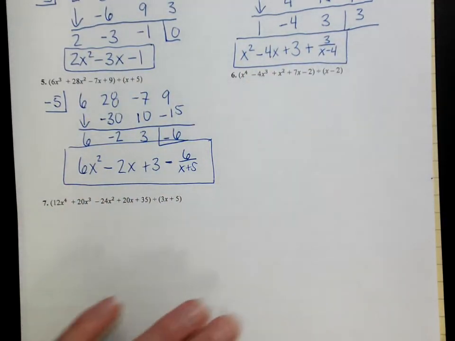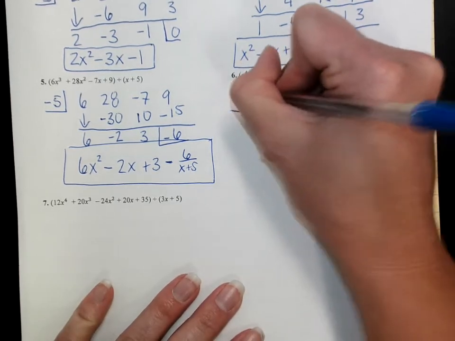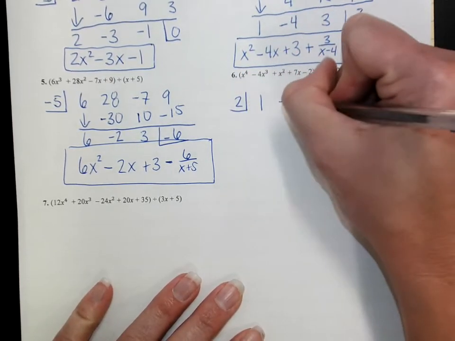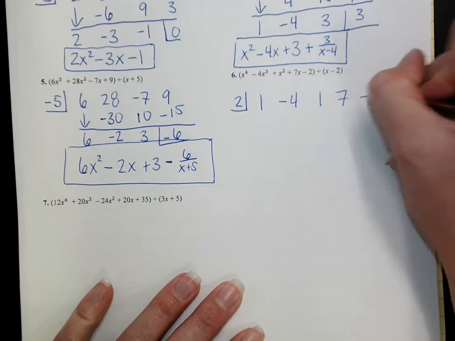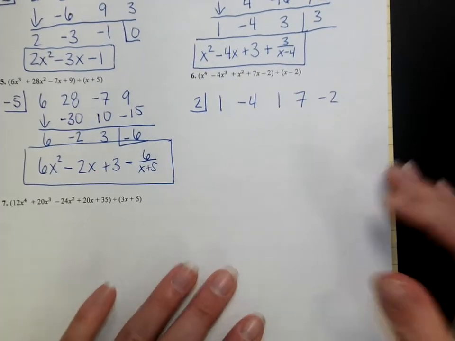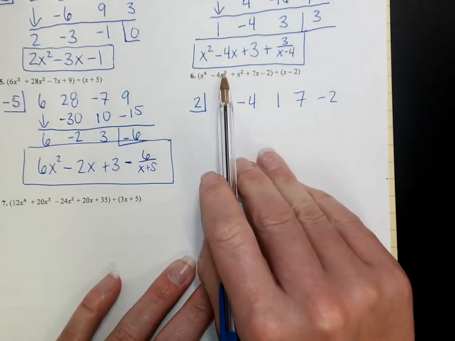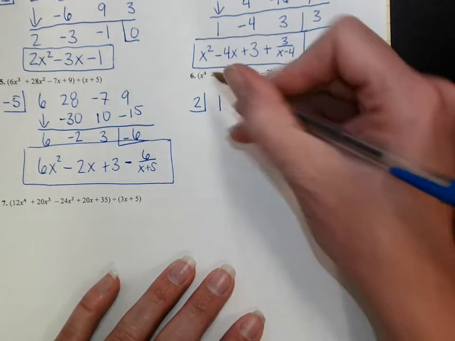Okay. Same thing with the next one. In the box goes a 2. 1, negative 4. 1, 7, negative 2. Again, this is an x to the 4th. I have the x to the 4th, x to the 3rd, x squared, x, and a number. So we're good to go.